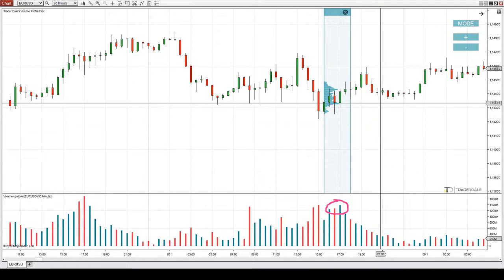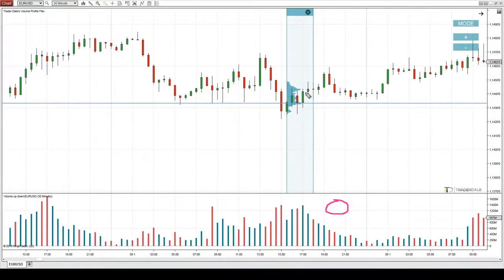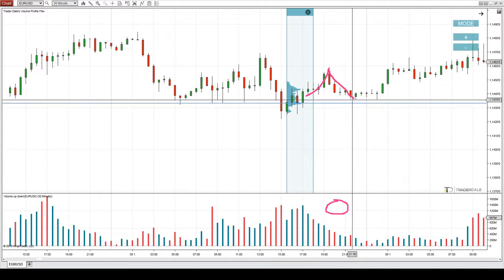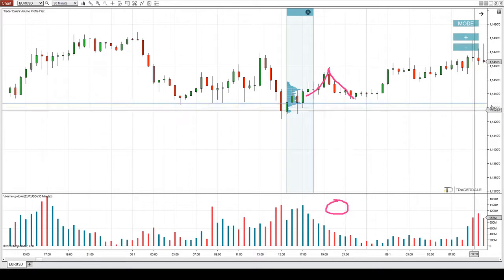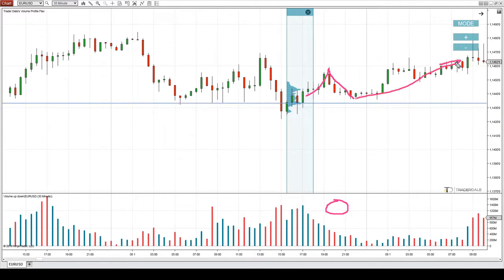Heaviest volumes being right there. The price goes above the level, returns back. Let me see how close was this reaction. Alright, 2 pips. And then a reaction.